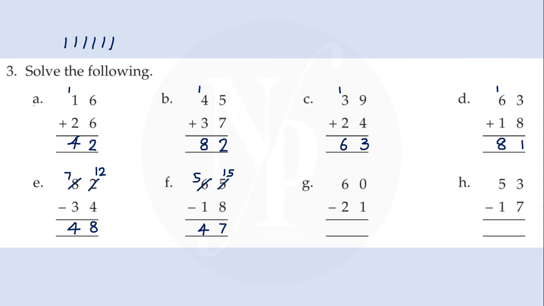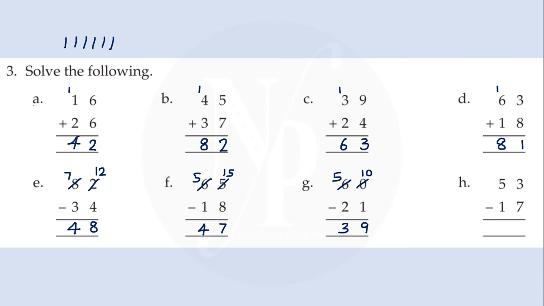47 is the required difference for this. Coming to G, we have 60 minus 21. Subtracting 1 from 0 is not possible, so we will regroup. We will make it 5, and now this will be 10. Subtracting 1 from 10 you get 9, and subtracting 2 from 5 you get 3.